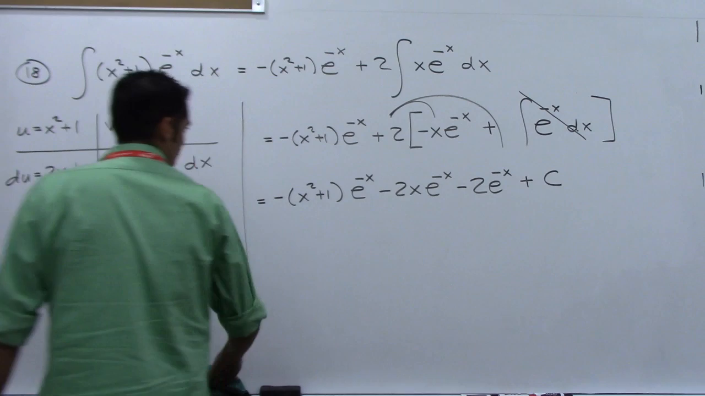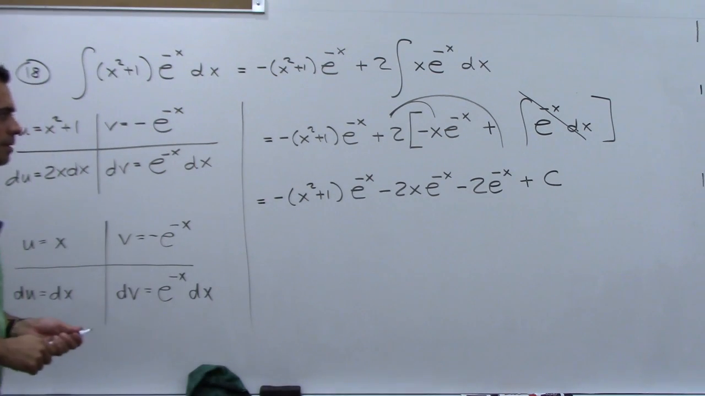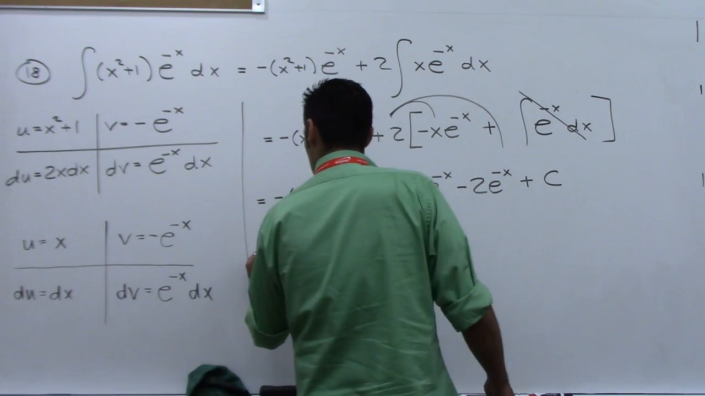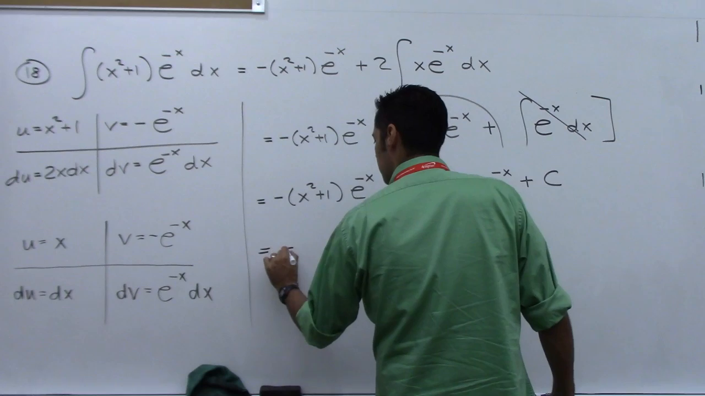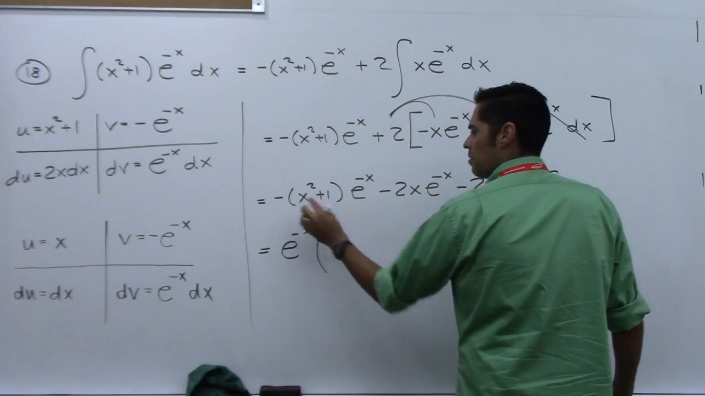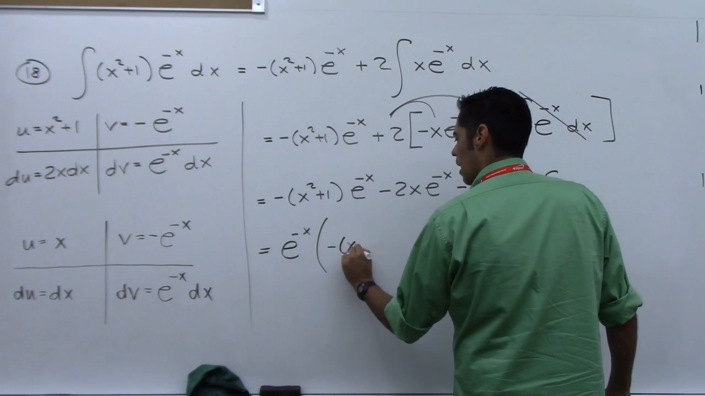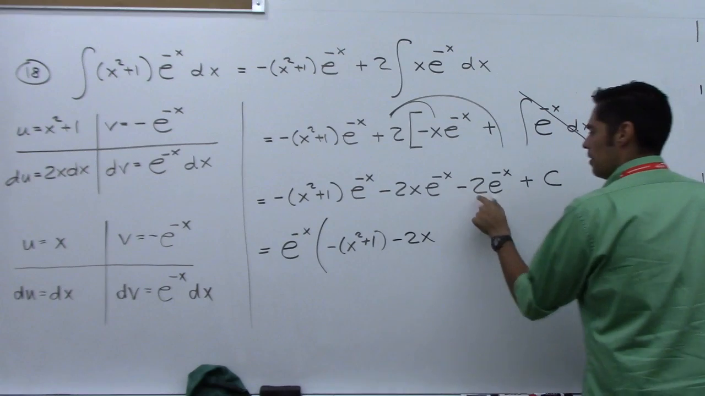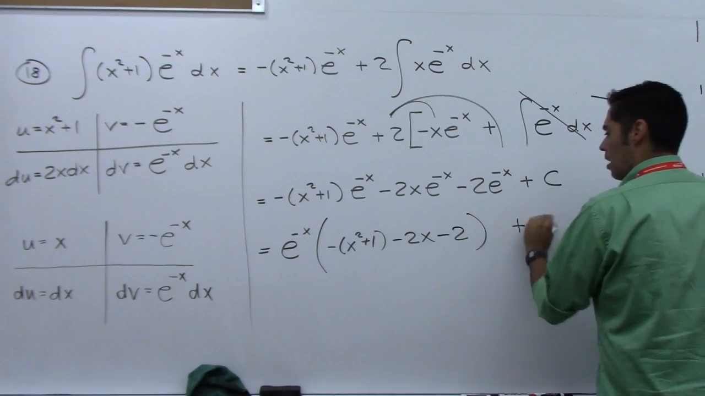That's it. You could factor out an e to the negative x again if you want, but just leave it like that. Actually, it might work out pretty nice if you factor out an e to the negative x. Let's do that just to see it. If I factor out an e to the negative x, I'll be left with negative x squared plus 1, negative 2x, and negative 2, and then plus some constant.